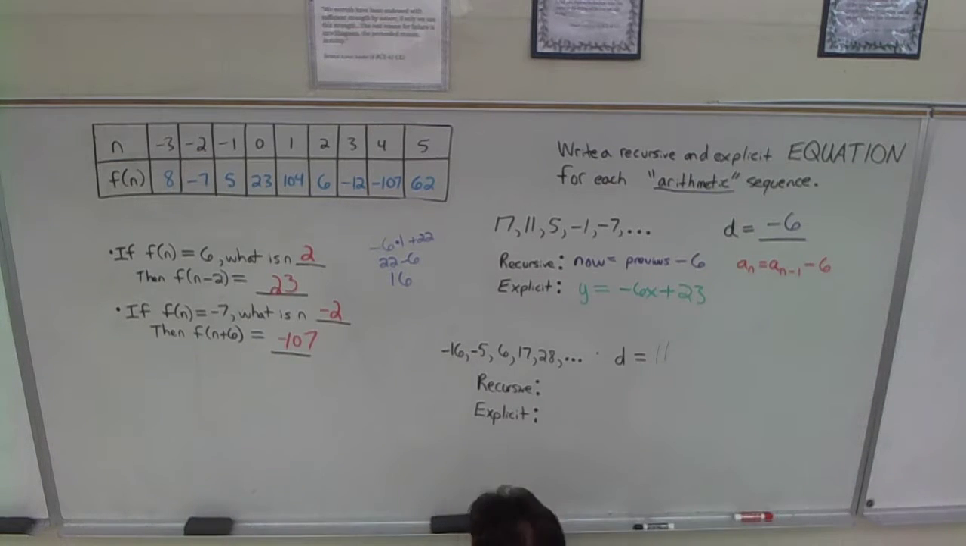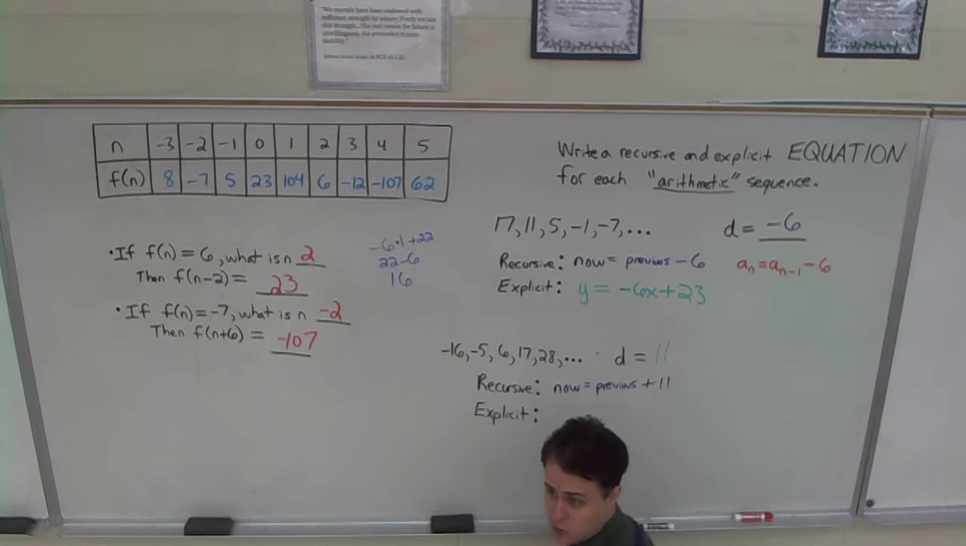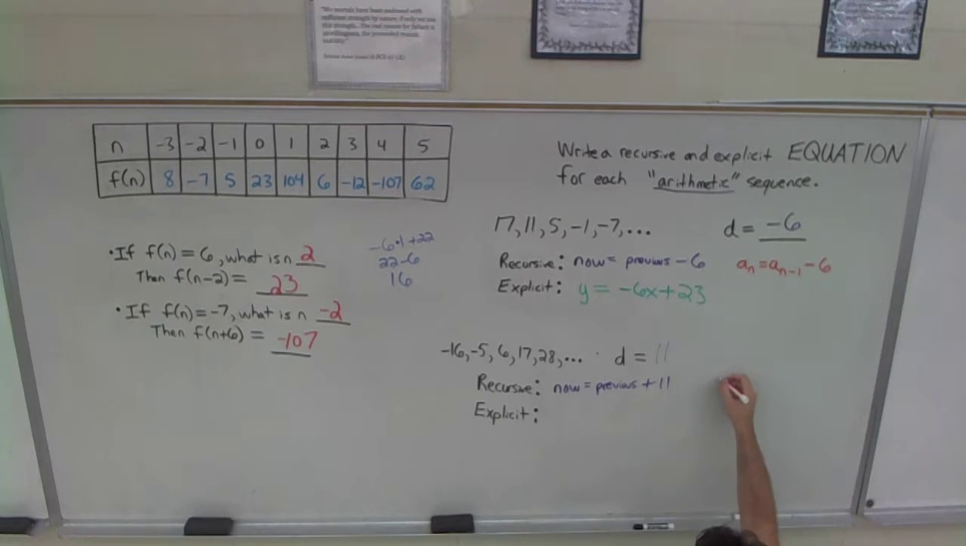Good question, Jeremy. How about recursive? You guys thought that was pretty easy. What's that going to be? Equals previous. Hunter, you said plus 11. Good. If we wrote that the technical way, which you don't have to on this first couple if you don't want to, it'd be A sub n. Even if you put y equals, that's still pretty good. I put A sub n minus 1, with the n in subscript, plus 11. There we go.